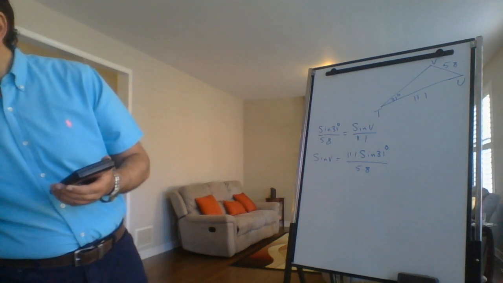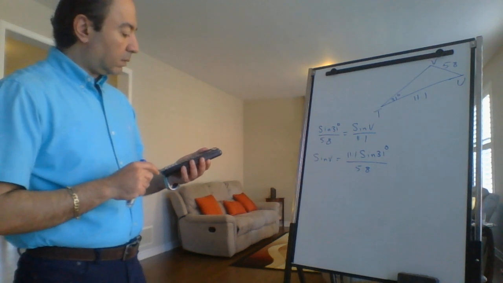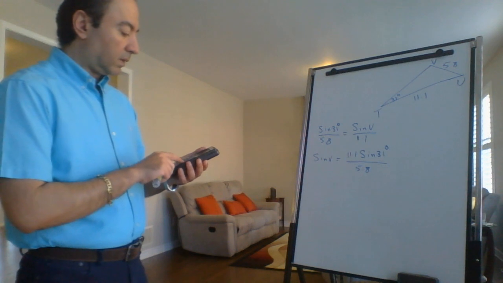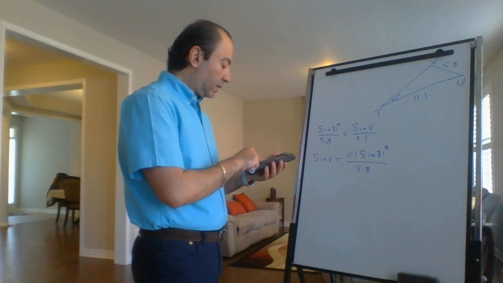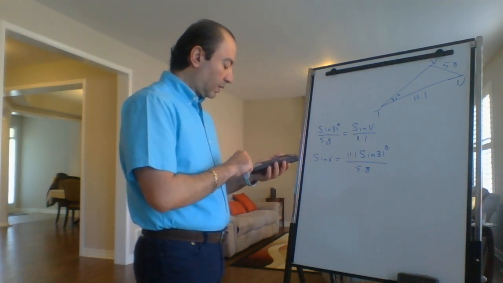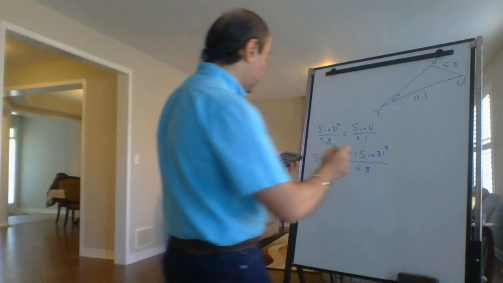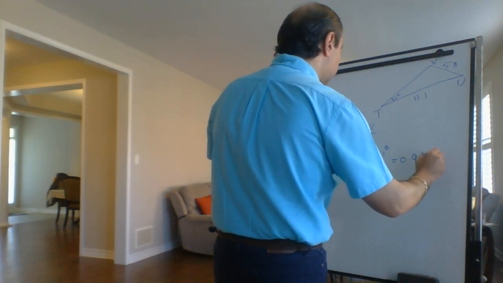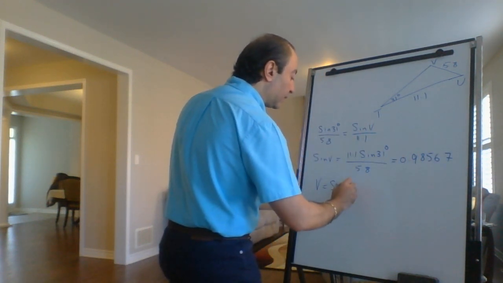Oh, I did something wrong. Sorry, I made a mistake. So 11.1 times sine 31, close bracket, then divide the answer by 5.8. You will get 0.98567.